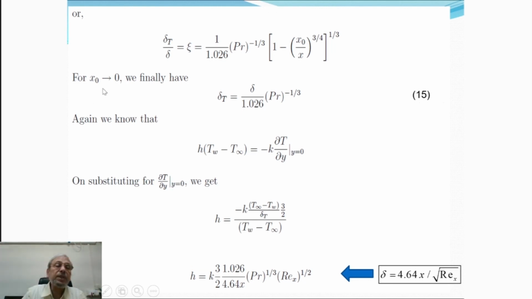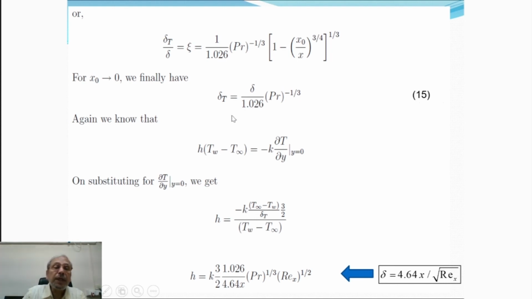Now we introduce the concept of this unheated length, small unheated length, and under the limiting condition, this unheated length shrinks to 0. Then we can write delta T equal to basically delta by 1.026 Prandtl number to the power 1/3, because x naught shrinks to 0. So this becomes the expression for delta T.